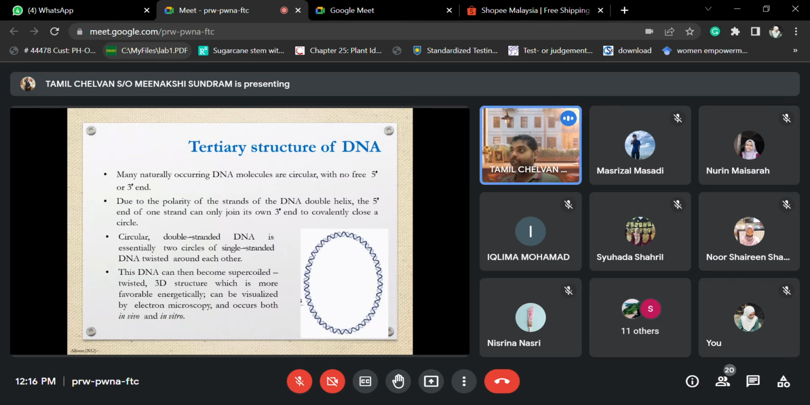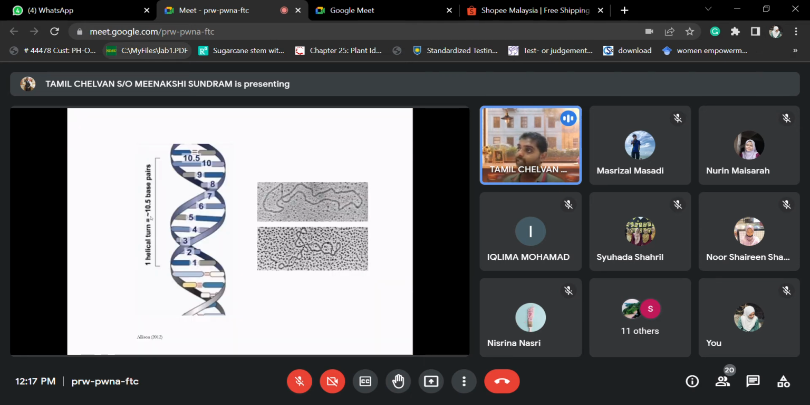Okay. Circular double-stranded DNA is essentially 2 circles of single-stranded DNA. So, if you look here, maybe it starts here as a 5'. It just turns, it ends here at 3', so it connects back. It's circular, double-stranded DNA, essentially 2 circles of single-stranded DNA twisted around each other. This DNA can then become supercoiled, twisted. This 3D structure, which is more favorable energetically, can be visualized by electron microscopy and occurs both in vivo and in vitro.